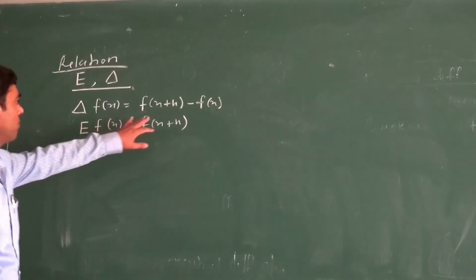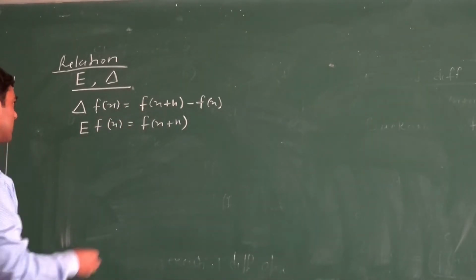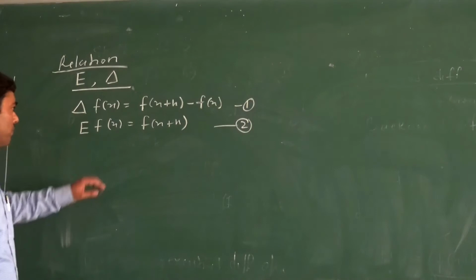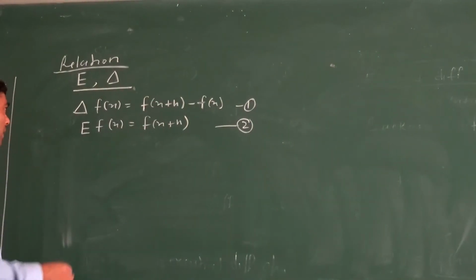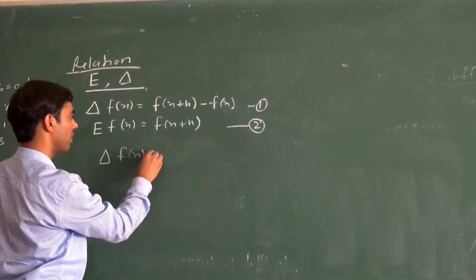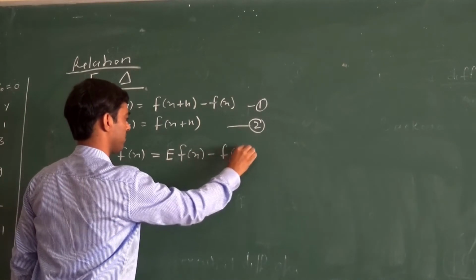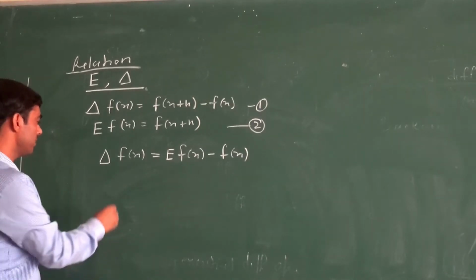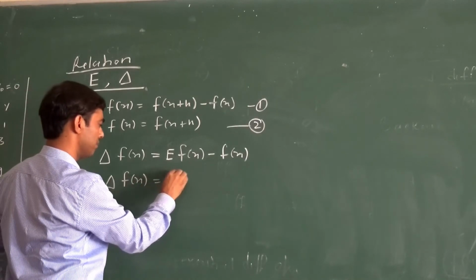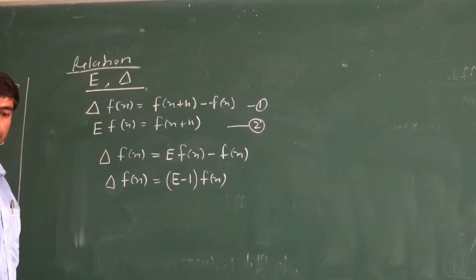Now f(x+h) is E f(x). Suppose this one is equation 1, this one is equation 2. If we put the value of f(x+h) in equation 1, then this becomes Δf(x) = E f(x) − f(x). So here we write Δf(x) = (E − 1) f(x).